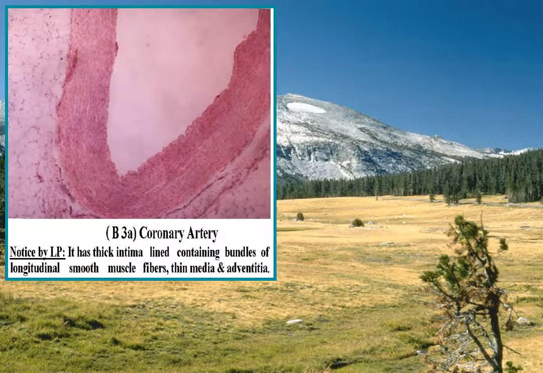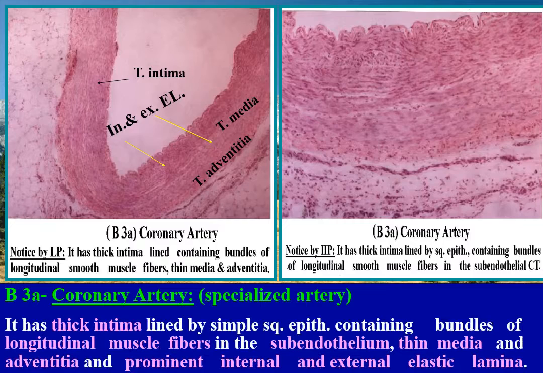Coronary artery is a specialized artery. By low power, it has thick tunica intima, thin media, and adventitia, with well-developed internal and external elastic lamina. By high power, the three usual coats can be easily seen: tunica intima, tunica media, and tunica adventitia.